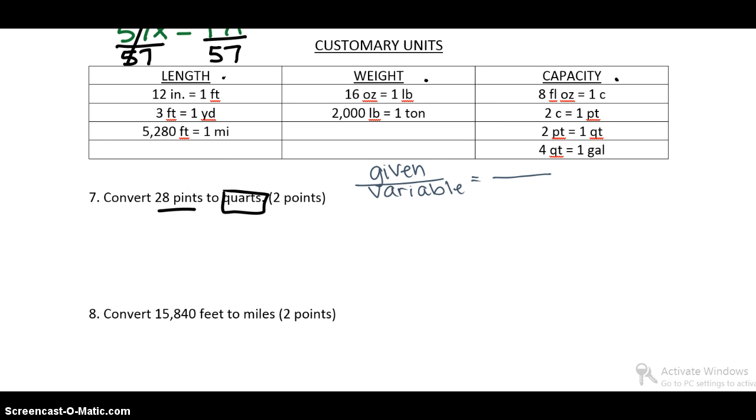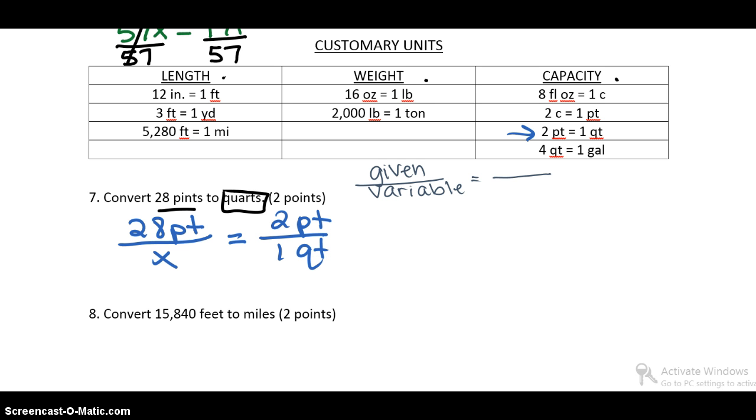So we're always going to start with this first given over our variable. So we're given 28 pints over x. We're going to put that equal sign there since we're setting up a proportion. Now we want to find quarts and pints, that relationship expressed in our table above. So we're going to find pints and quarts. Ends up being right here. 2 pints equals 1 quart. So we want to make sure that we keep pints on the same level of our proportion, and same thing with quarts. So pints in the numerator on the left side, so pints are going to be on the numerator on the right side. So 2 pints here over 1 quart.